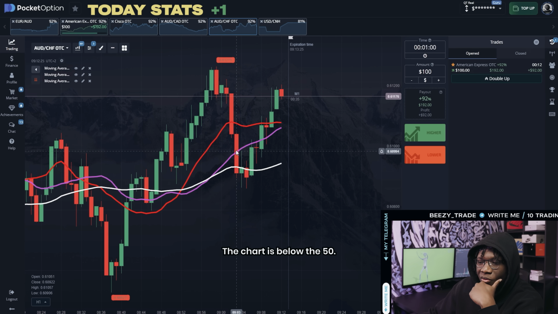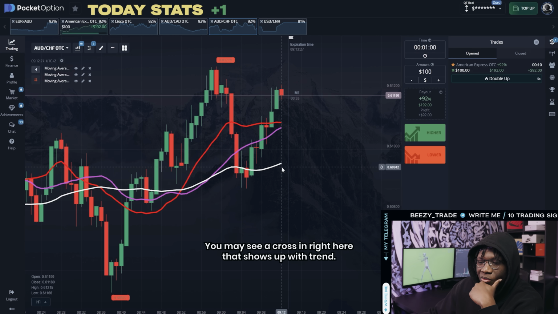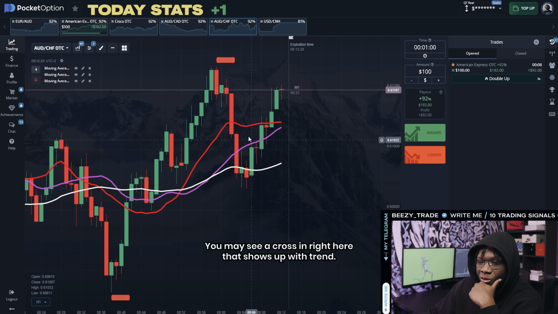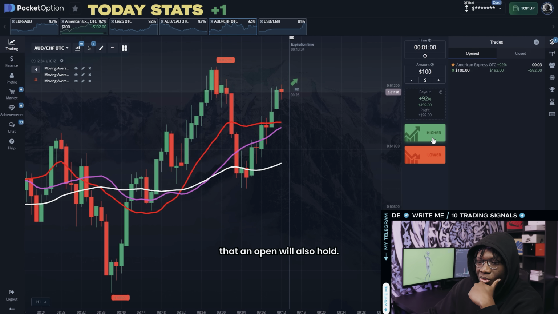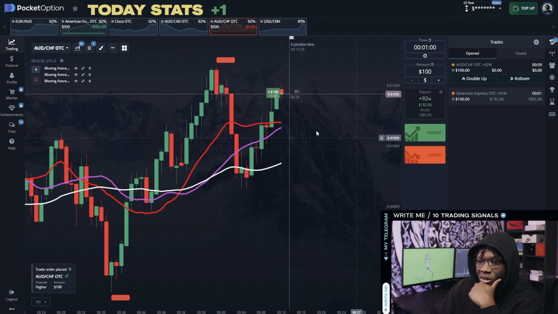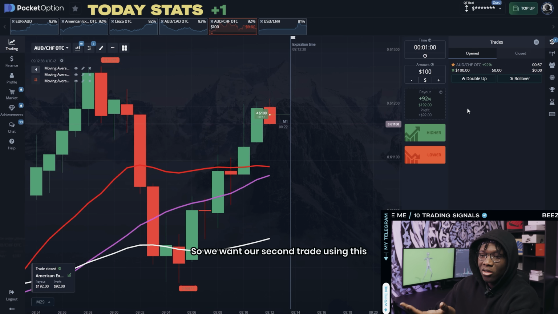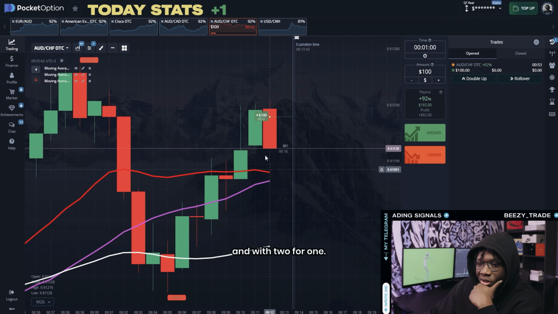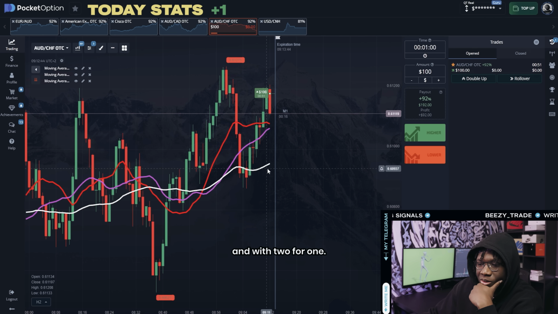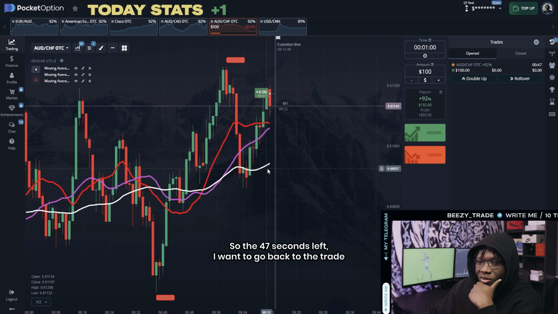And here we see the same. The chart is below the 50 EMA. You see a crossing right here that shows an upward trend. So it just seems like a no-brainer to also call. So we won our second trade using this. And we're 2 for 1. So I've got 47 seconds left.